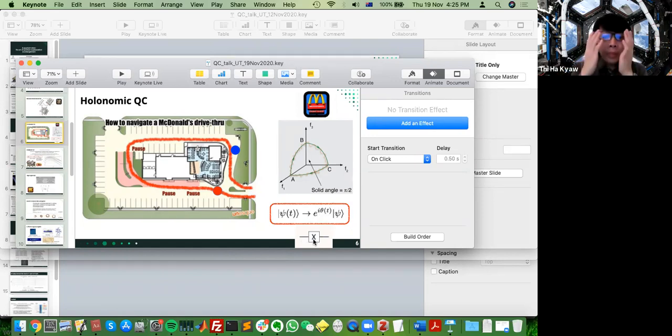Then you want to scale up, because one qubit is not enough. We would like to have two-qubit gate operations and three-qubit gate operations. Yes, you can realize those as well in holonomic quantum computation.